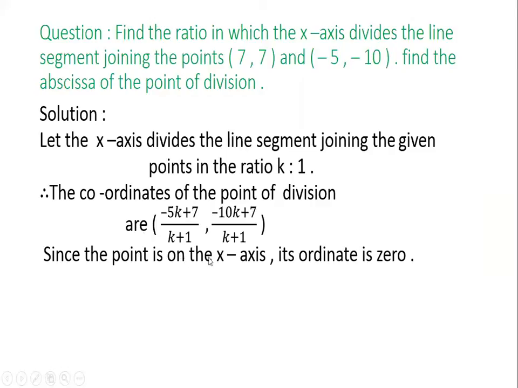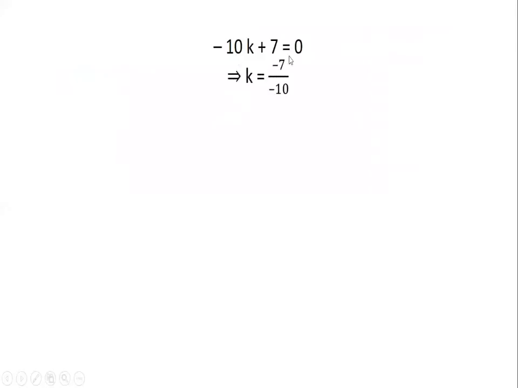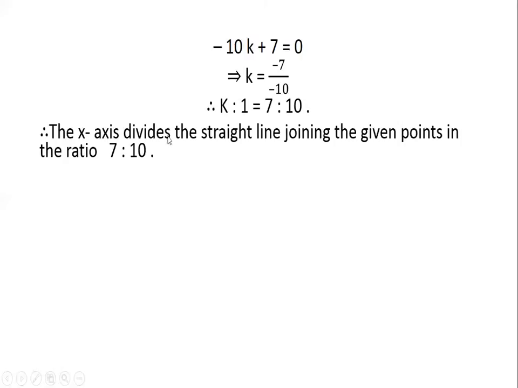Since the point is on the x-axis, its y-coordinate is 0. From this, we can write -10k plus 7 by k plus 1 equal to 0. After calculation, we can write -10k plus 7 equal to 0. From this, we can write k equal to -7 by -10. So k : 1 equal to 7 : 10. So the x-axis divides the straight line joining the given points in the ratio 7 : 10.